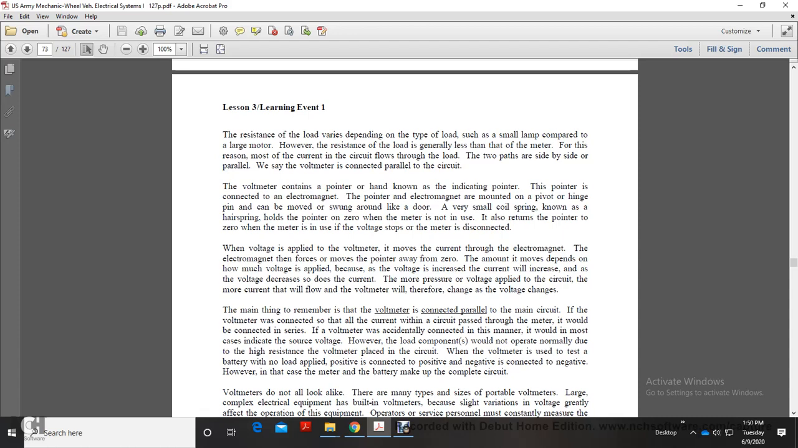The voltmeter contains a pointer hand known as the indicating needle. The pointer is connected to an electromagnet. The pointer and electromagnet are mounted on a pivot or hinge pin, so they can be moved and swung like a door.